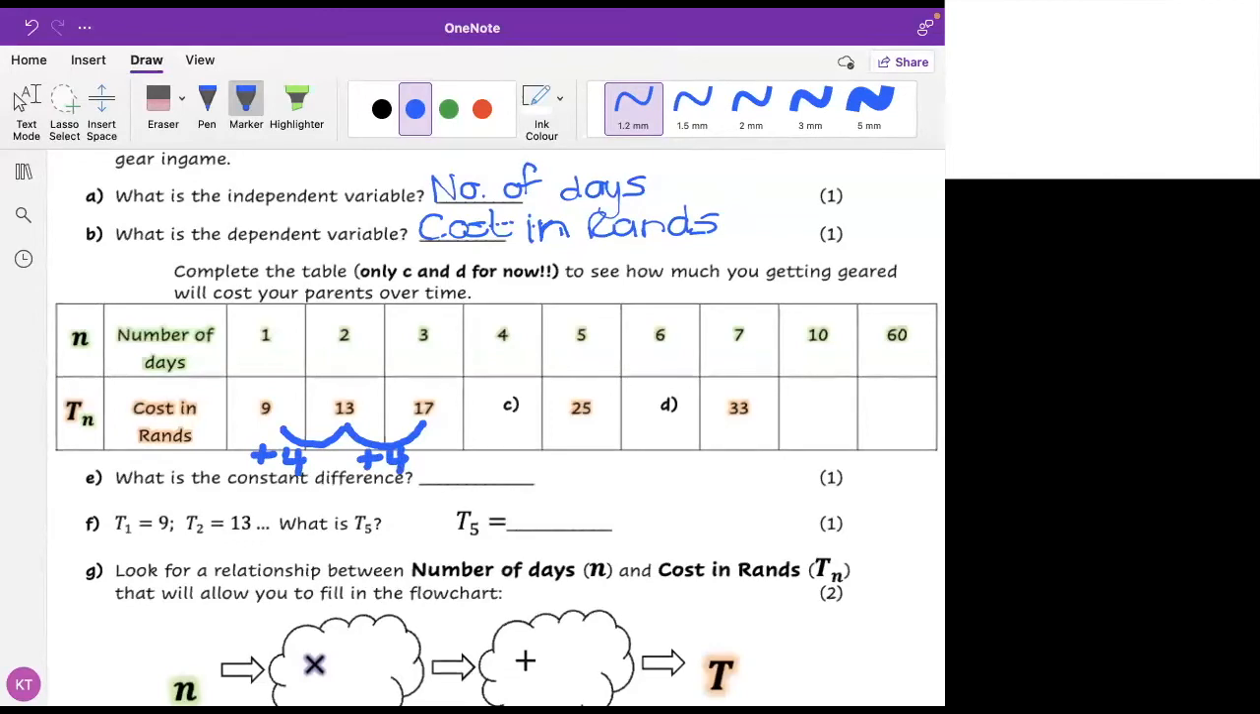Okay, so now how am I going to get C? I'm going to say 17 plus 4, and 17 plus 4 gives me 21. Let's check. 21 plus 4, does it give me 25? Yes, it does. So I know I've got the right answer so far. My next one to get D, I'm going to say 25 plus 4, 25 plus 4 gives me 29. So have I worked out the answers for C and D? Yes, I have. C is 21. D is 29. Okay.